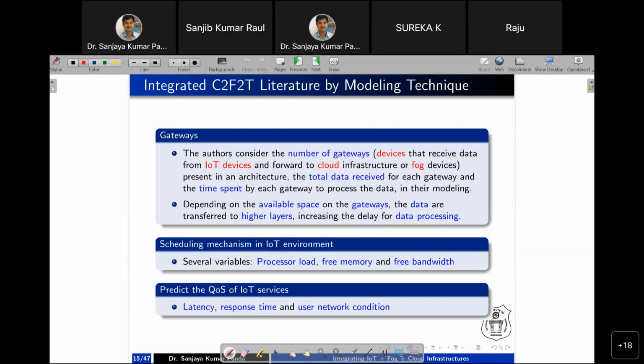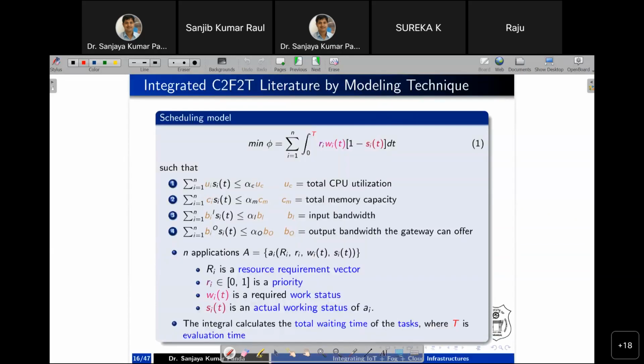And also many people considered the prediction, to predict the quality of service of the IoT devices. As I already said, latency can be considered as a quality of service, response time can be considered as a quality of service, or network condition, a lot of factors you can consider, scalability, okay, availability, again it depends on mean time between failure, mean time to repair. These factors you have to consider in order to fulfill the quality of service requirement. So this is the scheduling model they have designed.